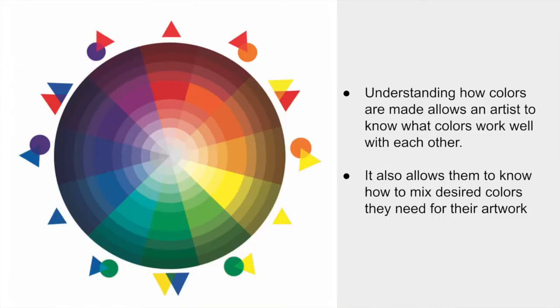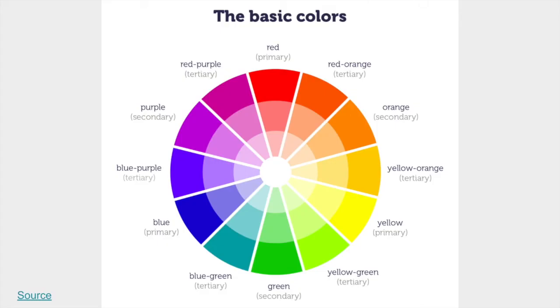So the reason why we study the color wheel is because we need to understand how colors are made. And this allows artists to know what colors work well with each other. It also allows them to know how to mix desired colors that they need for their artwork. For this project, you will only be given the primary colors because you cannot make primary. You must have primary ready to go. So the only colors you are going to be given are red, blue, and yellow. You are going to have to make orange, green, and purple, and then of course those intermediate colors that are in between.